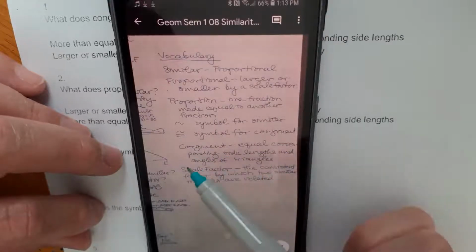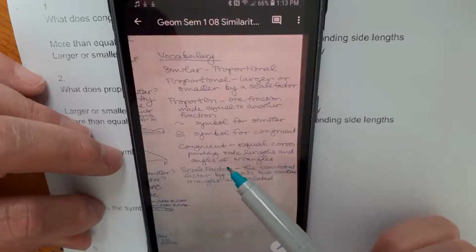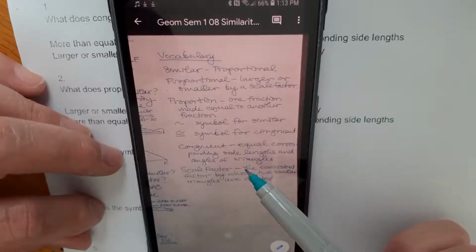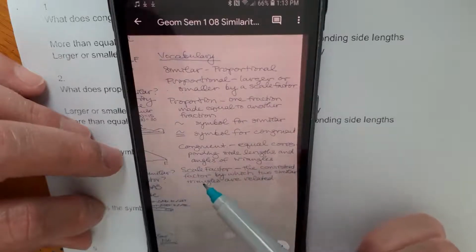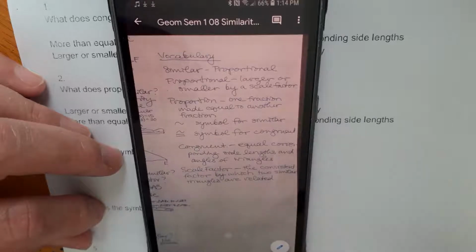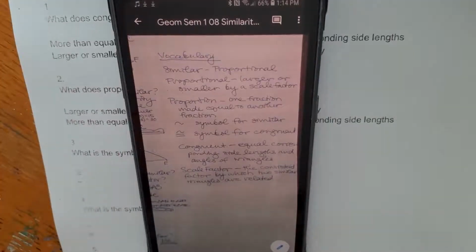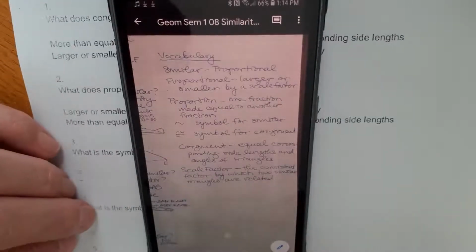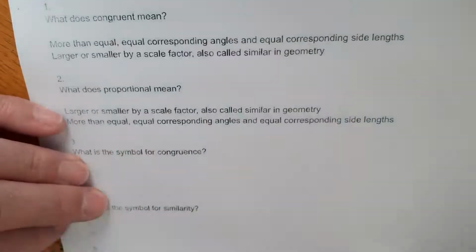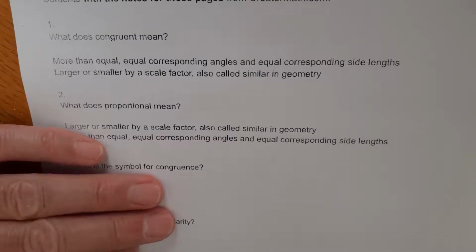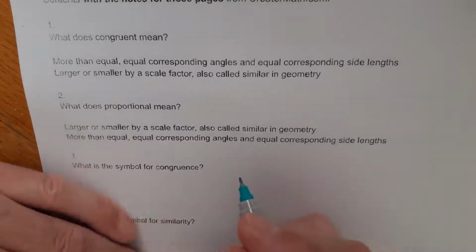So congruent means equal corresponding side lengths and angles of triangles. Those would be congruent triangles that fit this definition. And a scale factor is the consistent factor by which two similar triangles are related. So you would either enlarge a smaller shape to a bigger shape, or shrink a bigger shape to a smaller shape by a scale factor. And those, of course, are proportional or similar in geometry. So with that, let's go ahead and cruise through some of the questions.